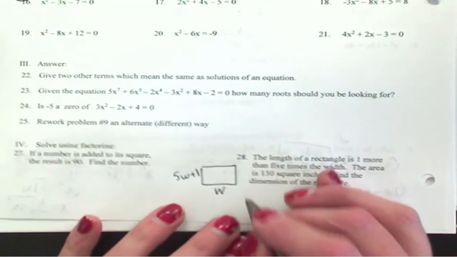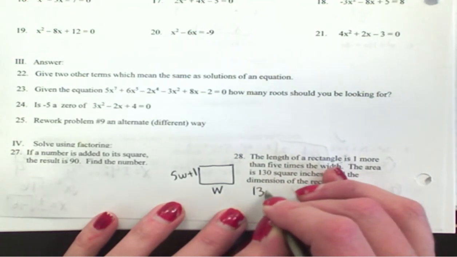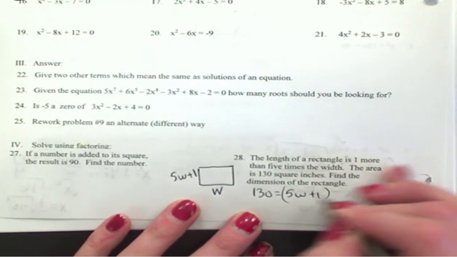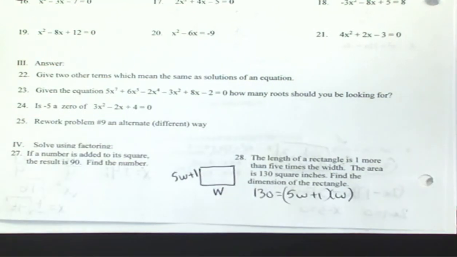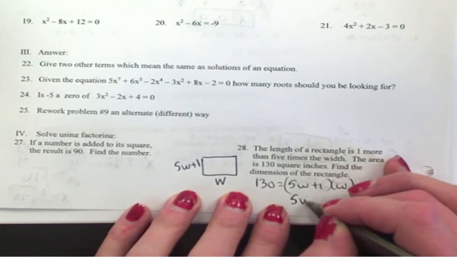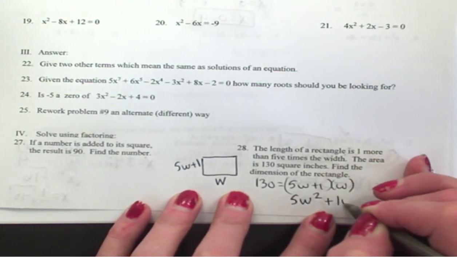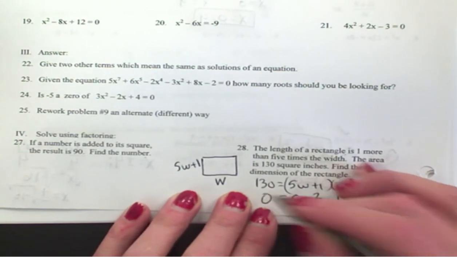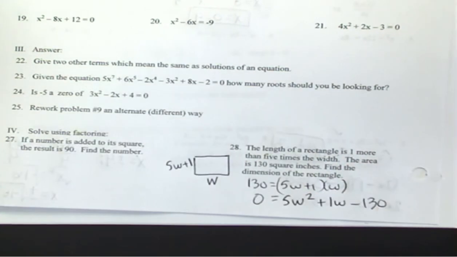The area is 130 equals 5w plus 1 times w. Well, I have more than one w, so I'm going to multiply this out: 5w squared plus 1w. And then I'm going to minus 130. And that's what I would try factoring with.